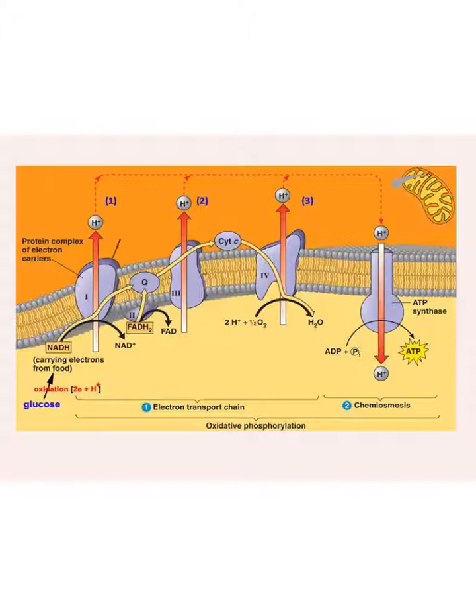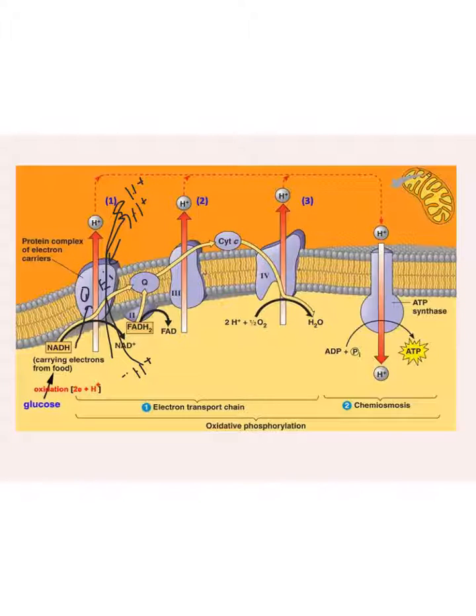All right, this right here, we're just going to call protein complex number 1. It has a very long name, but we don't need to know it. This is where NADH drops off its electrons. And for every electron that it drops off, 1 hydrogen ion is going to be pumped out. So it drops off 2 electrons, that's going to cause 2 hydrogen ions, H+, to be pumped out.